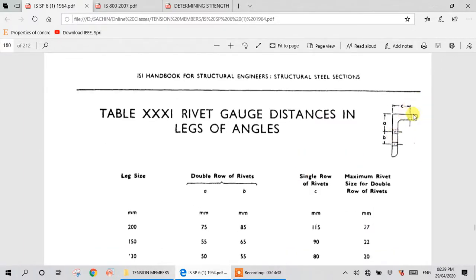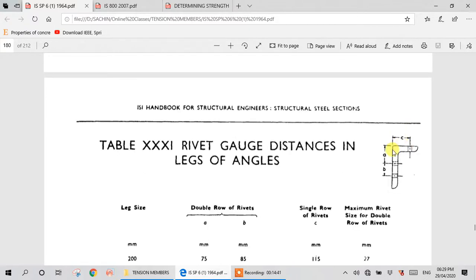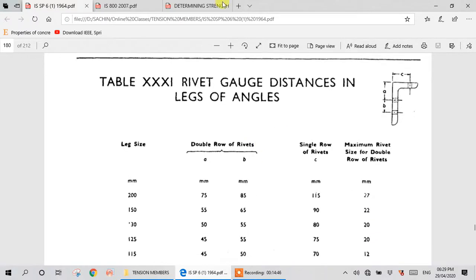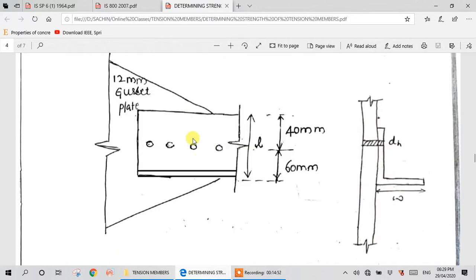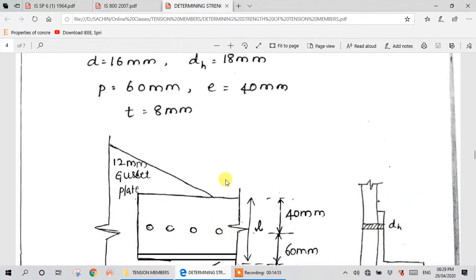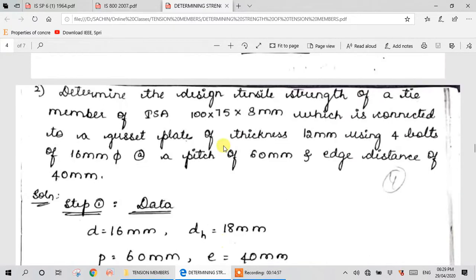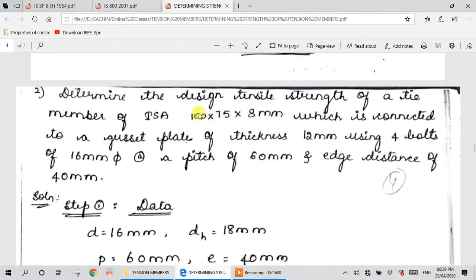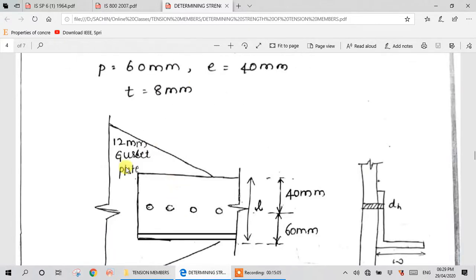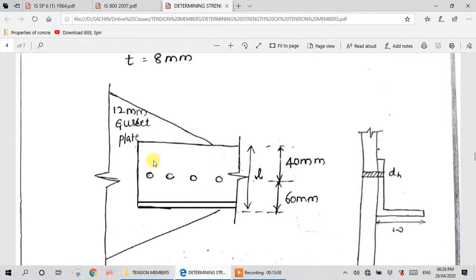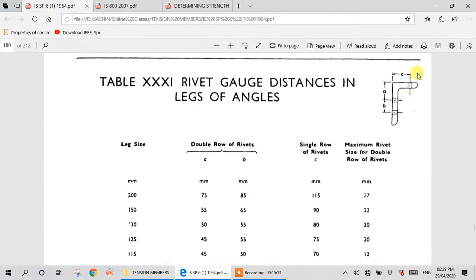If only one row of bolts is used, you have to get the value of C, and if 2 rows of bolts are used, you have to get the values of A and B. So for our particular problem, we are using only one row of bolts, and always you have to remember that if an unequal angle is used, that is 100 by 75 in this particular case, the longer leg will always be used for connection. That means the longer leg will always be connected to the gusset plate. So the length of connected leg is 100 mm now. So based on that, we need the value of C because we are using only one row of bolts.